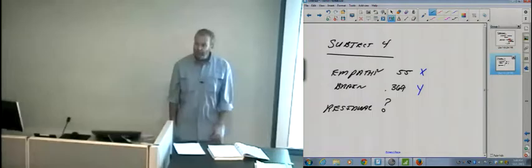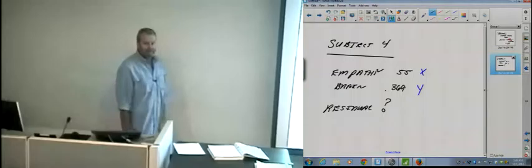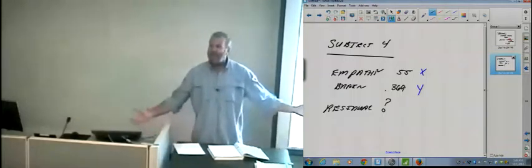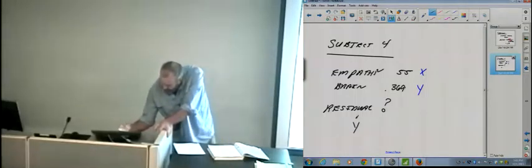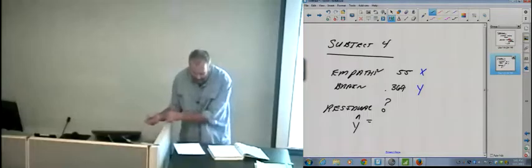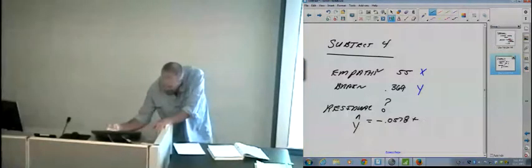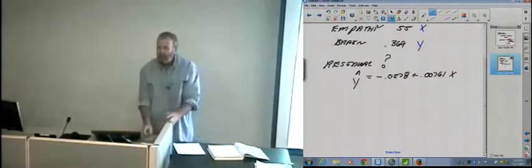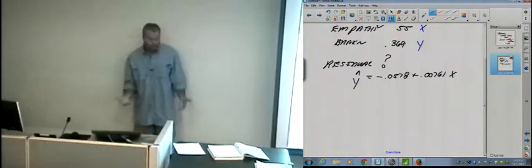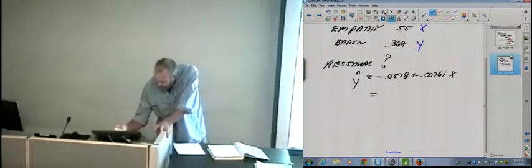the first thing to do is you got to know what the line is predicting for that empathy score. I'm going to assume it's not predicting 0.369. It's predicting something different, right? So we take our line, and my line looks like this, right? It's in the book. It was on the top of my little graph there. Minus 0.0578 plus 0.00761x. And so to make a prediction here for when the empathy score is 55, you plug 55 in.